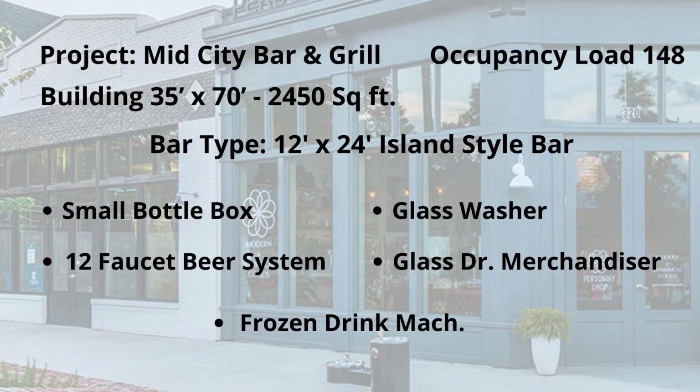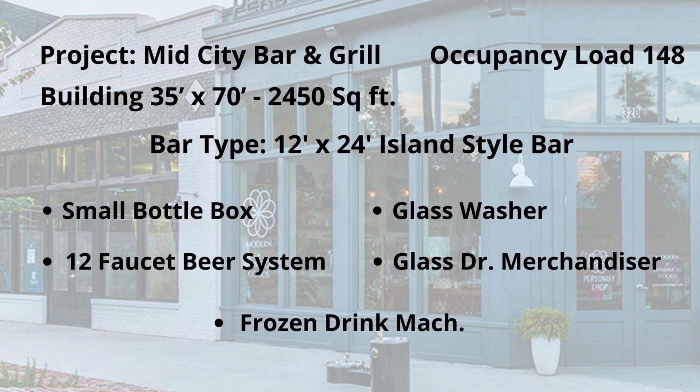Let's begin. The name of our project we'll be working on today is Mid-City Bar and Grill. Our customer has leased a large space in a downtown area that has a maximum occupancy load of 148. Based on the equipment requested by our customer and the field measurements, we've elected to create an island-style bar that's 12 foot deep by 24 foot long.